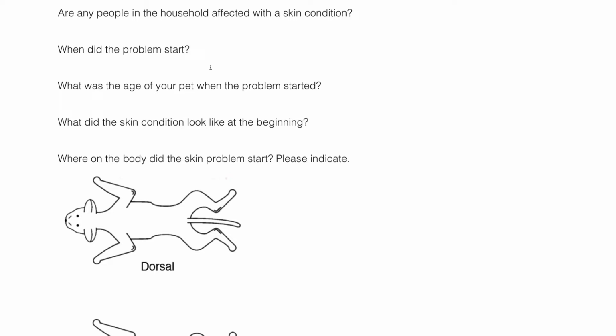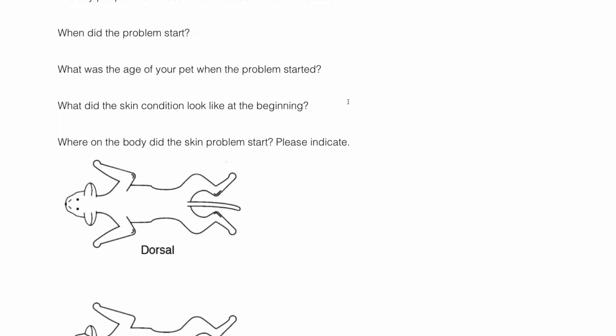Sometimes owners can get lost in when it started. They want to tell you it started 3 weeks ago, when actually the skin problem's been rumbling on for years. They just mean that this current flare started a few weeks ago. So make sure you note down everything they say there, I think is the key.